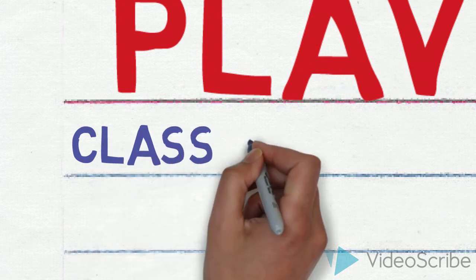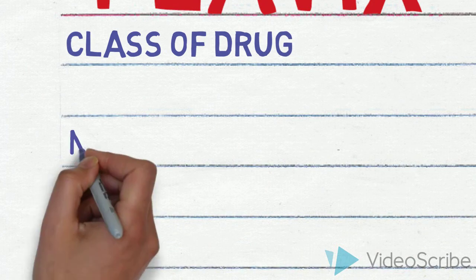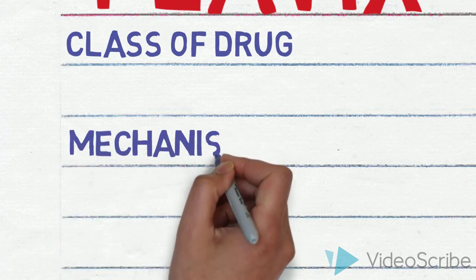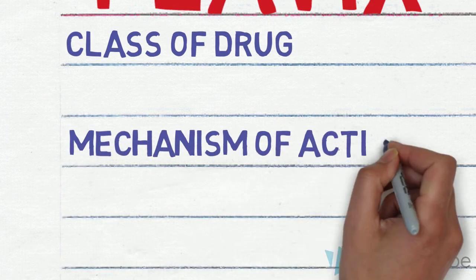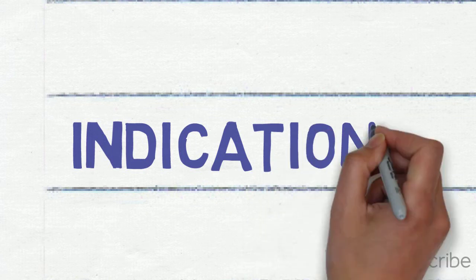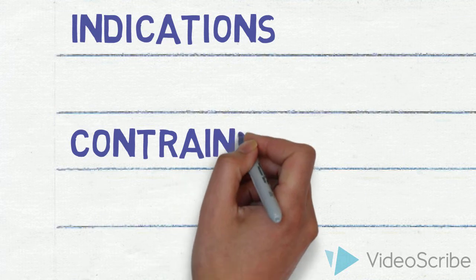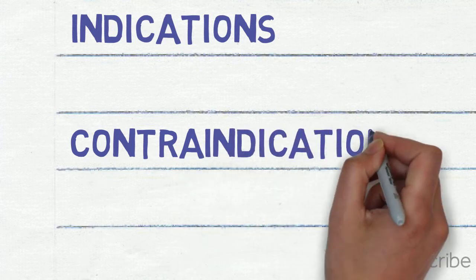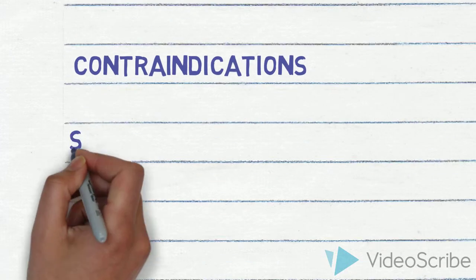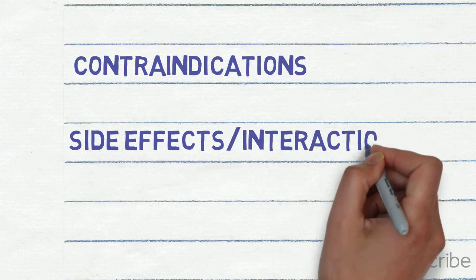So the first thing is, what class of drug is it? The next thing we want to look at is, how does the drug work? What's its mechanism of action inside the body? Why do we give it? What are the indications for administering this pre-hospitally? The contraindications. Why are there reasons that we would not give the medication? What side effects can we expect? Or what drug interactions exist along with this medication?